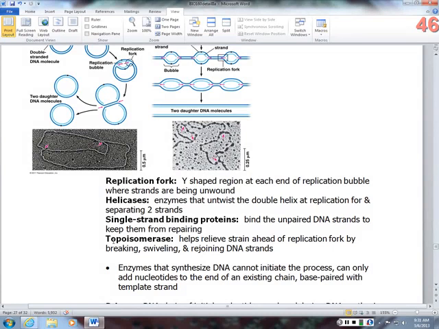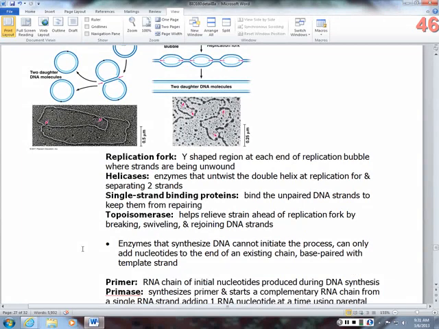A topoisomerase is going to help to relieve the strain ahead of the replication fork. It's going to start to break some of the bonds, swiveling and rejoining the DNA strands at the end, so that you don't just continue to have that coil get tighter as you are separating it. You can actually have it uncoil to release some of the tension.